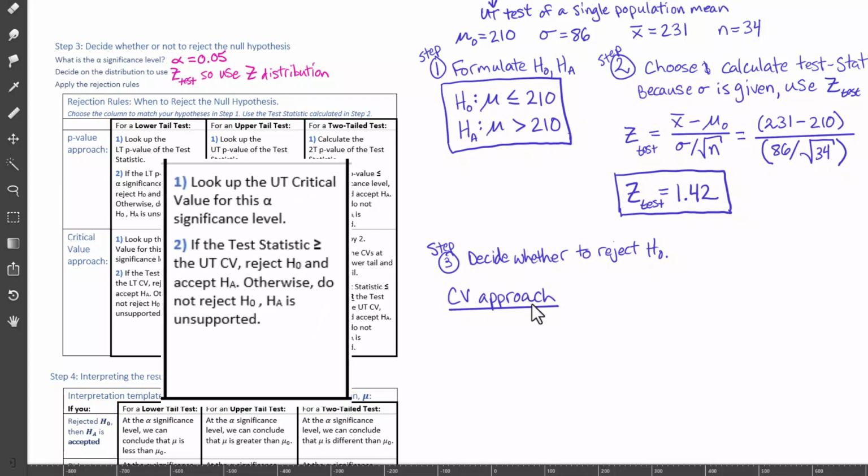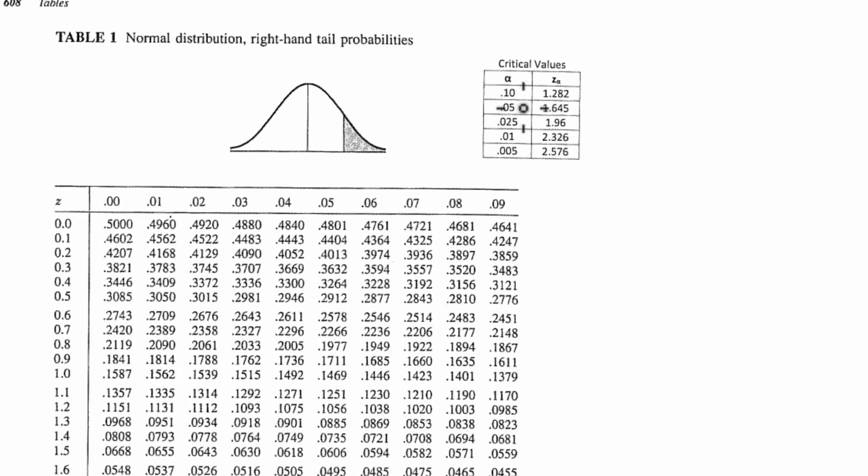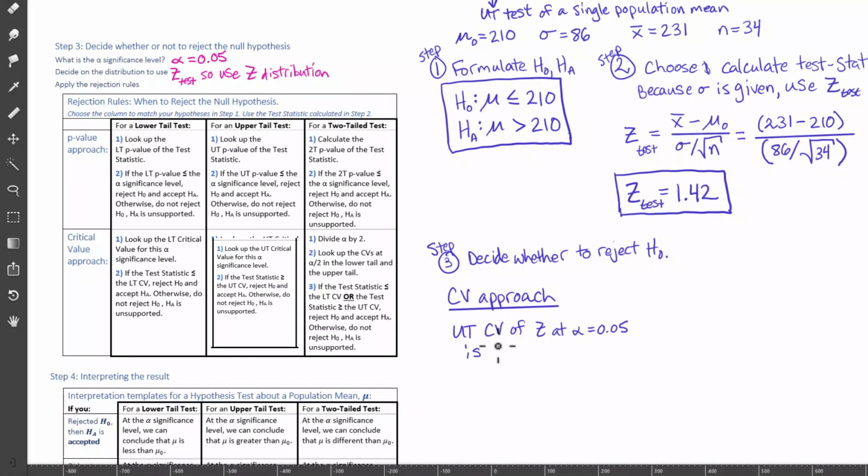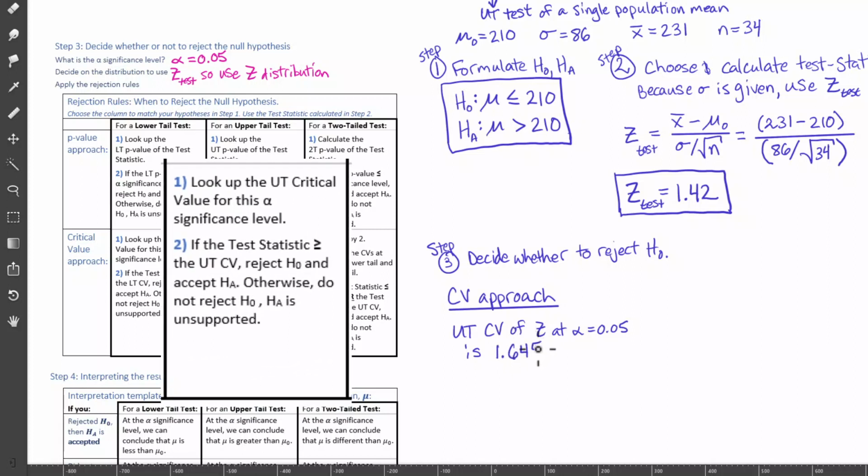So the rules we'll be following are these, and we need to look up the upper tail critical value for this alpha significance level. And since we are using a z-test statistic in this test, it's an upper tail critical value of z that we need at alpha equals 0.05. So that is to be found on the z table. Head over to the z table, to the critical value inset in the upper right-hand corner. Alpha is 0.05, which means we have a critical value of 1.645. We leave it positive because it's an upper tail critical value that we need, and upper tail critical values of z, like all values of z, are positive.